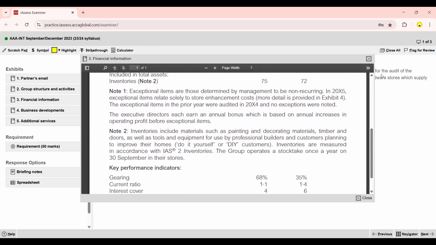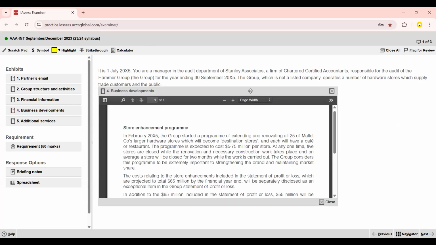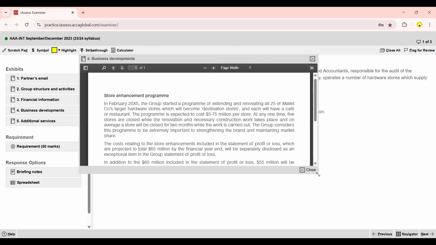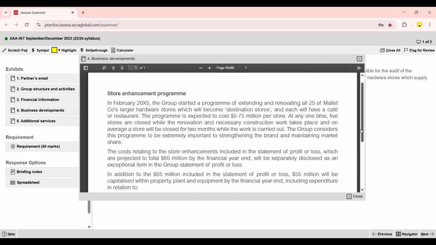Now, move to exhibit number 4. This is the last exhibit with respect to parts A, B, and C. Store Enhancement Program. In Feb 2005, the group started a program of extending and renovating all 25 of Mallet Company's larger hardware stores, which will become destination stores and each will have a cafe or restaurant. The program is expected to cost 5.75 million per store.